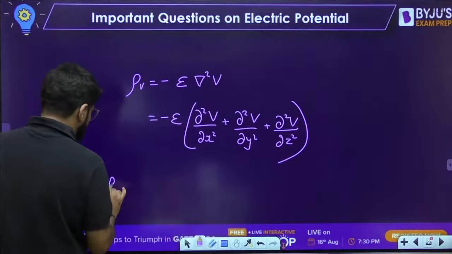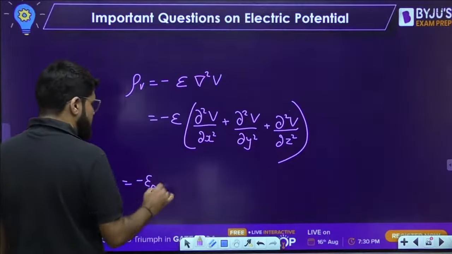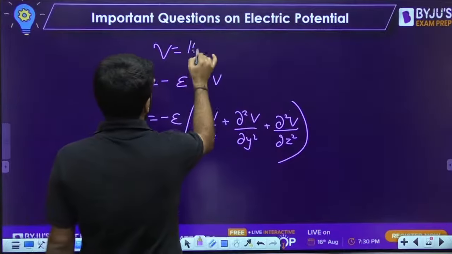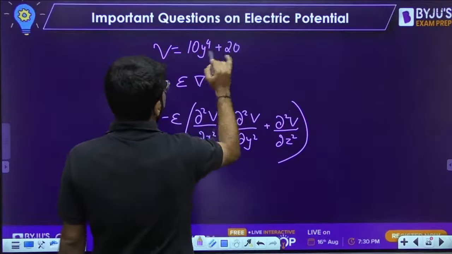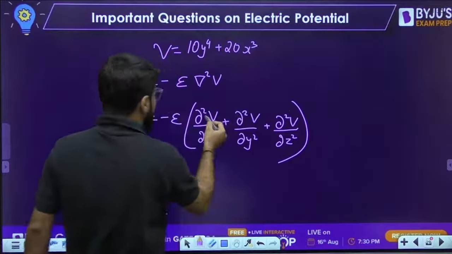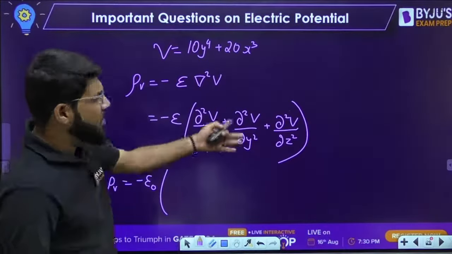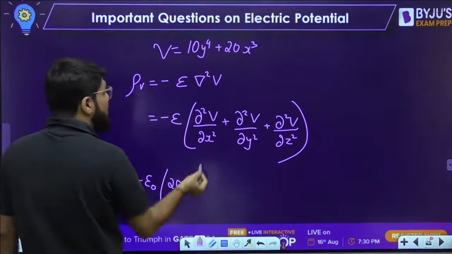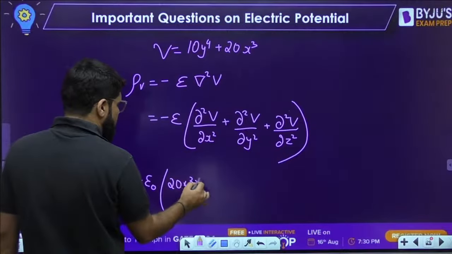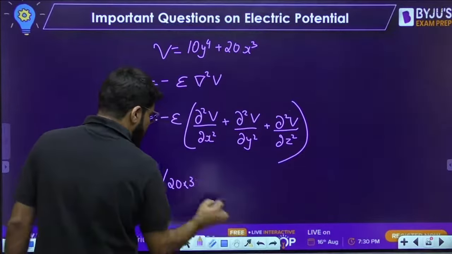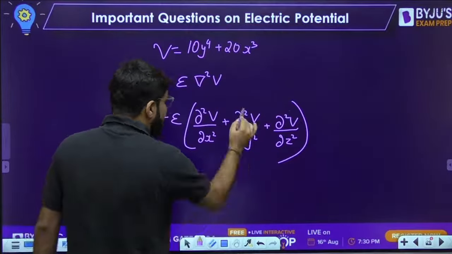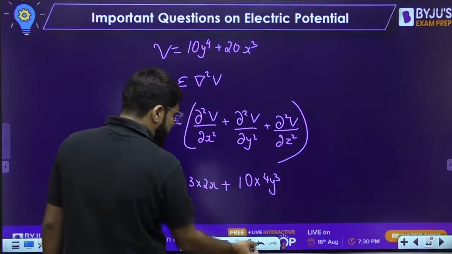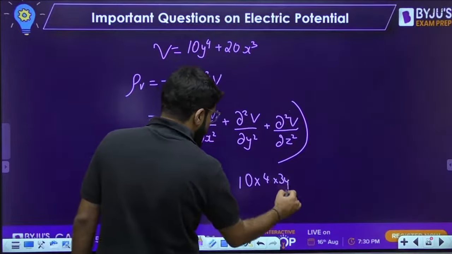So rho v is minus epsilon naught, because it is free space, and then del 2V by del x square. What is the V given to me? 10y power 4 plus 20 x cube. It is a double derivative, and it's only 2D, we don't need the derivative with z. What is the double derivative with x? We will do the first derivative in one go. The first derivative is 3x square, and differentiating again with x, the derivative of x square will be 2x. Double derivative with y: the first derivative is 4y cube, and again the derivative of y cube is 3y square.